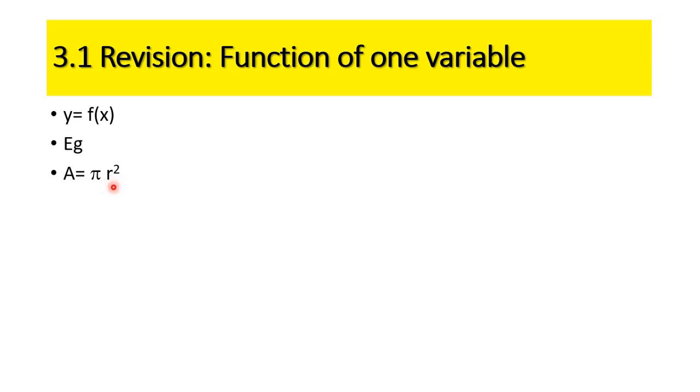So r is the input, A is the output, and the values of r that can be used form what we call the domain, and the image is what we call the range. For example, you have the linear function y equals x. This is the graph of y equals x.